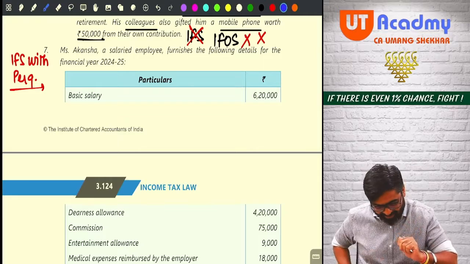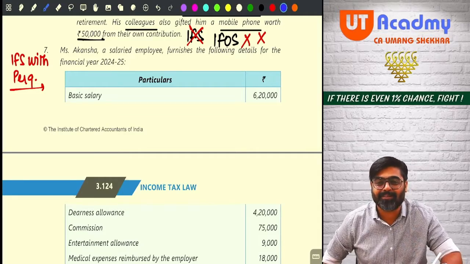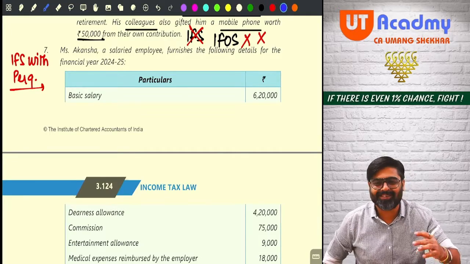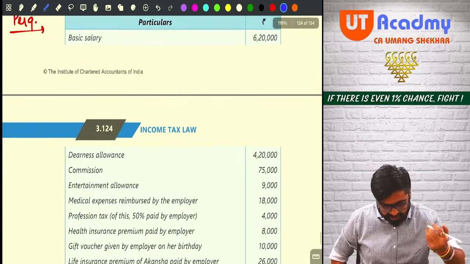But wait, she is earning a basic salary of 6,20,000. My God. She is richer than me. 6,20,000 basic salary. DA also she is getting.